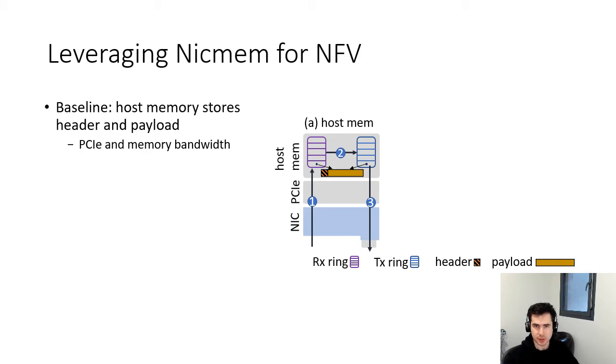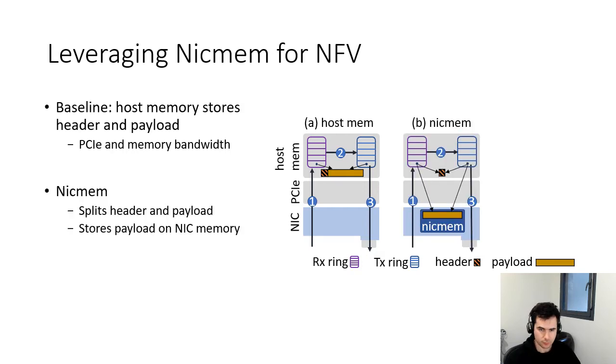Well, first the NIC DMA reads the packet transmit descriptor. Then, based on the transmit descriptor, the NIC DMA reads the packet data itself. And finally, it sends the packet to the wire. This approach is wasteful because packet payloads are completely ignored by the network function.